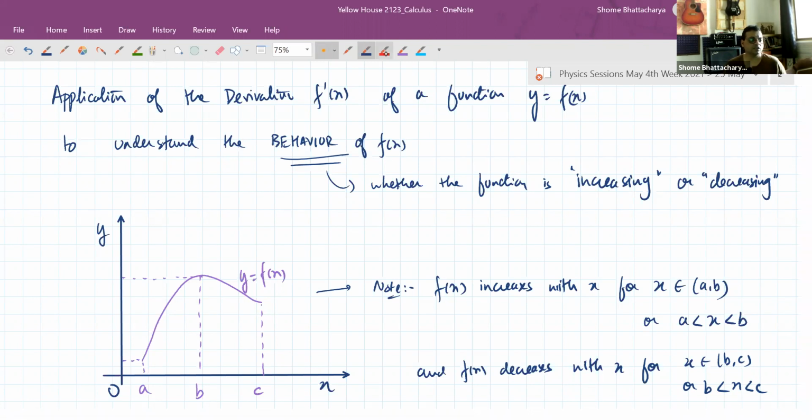Now, how does this correlate with differentiation? If you see the slope of the tangent at any point between A and B, what kind of slope will it be? It will be a positive slope. M will be positive for this kind of tangent. Whereas if we draw the tangent at any point where the function is decreasing, the slope of the tangent will be negative. What is the slope of the tangent? It is the value of the derivative. So the value of the derivative tells me this.